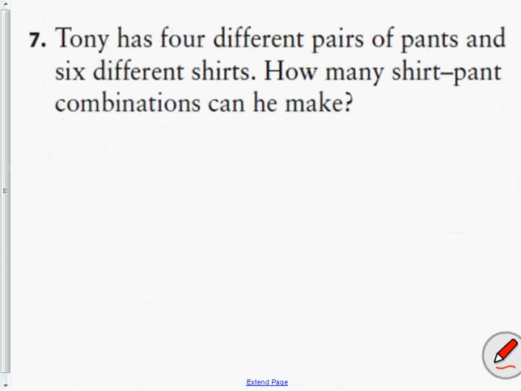Question 7 says, Tony has 4 different pairs of pants and 6 shirts. That doesn't seem like a very large wardrobe. But anyway, how many shirt-pant combinations can he make? So if we take the first one being 4 pairs of pants and the second one being 6 different shirts, and we realize that the multiplication of those two would give us the number of possible outcomes, he has 24 possible combinations he can make. And that's the answer for 7.